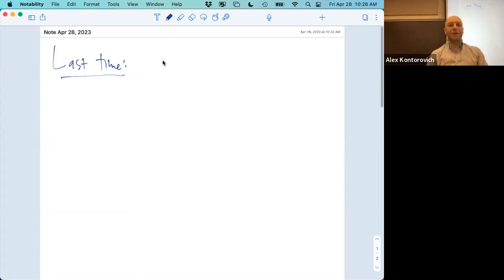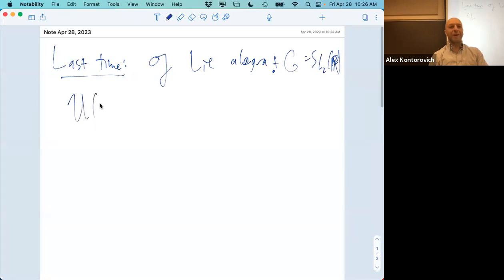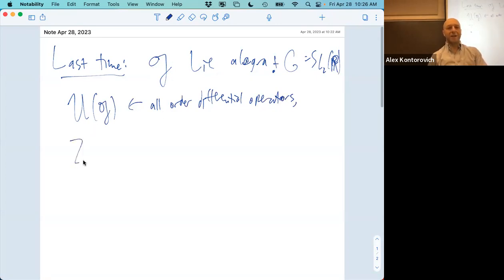So I don't know, what did we discuss last time? We talked about the Lie algebra, right? The Lie algebra. Let's stick for at least a little while to the group G, which is SL2(R). Of course, we're using GL2(R) and we're using the adeles and so on. We talked about the universal enveloping algebra. These are differential operators, all order differential operators, not just linear. We had the Lie bracket. We looked at the center.